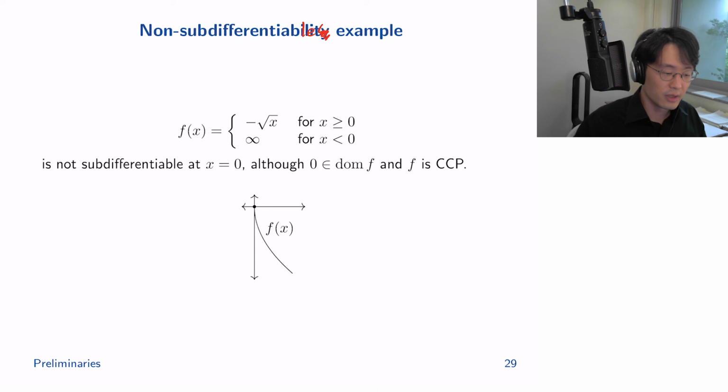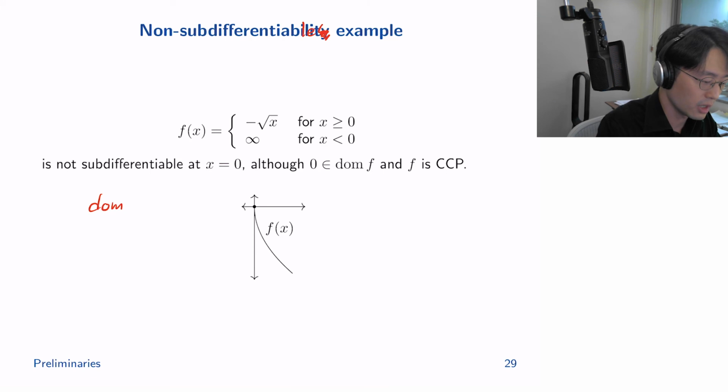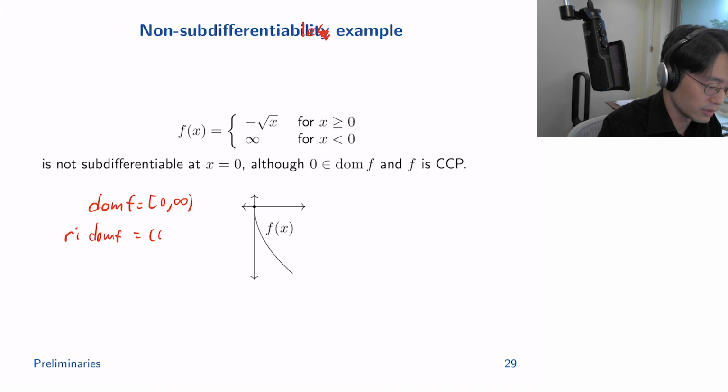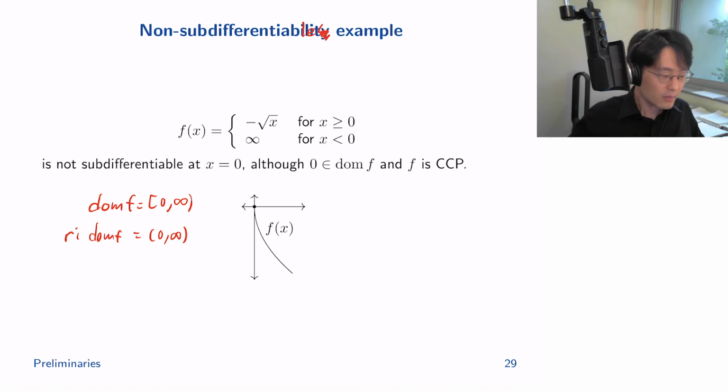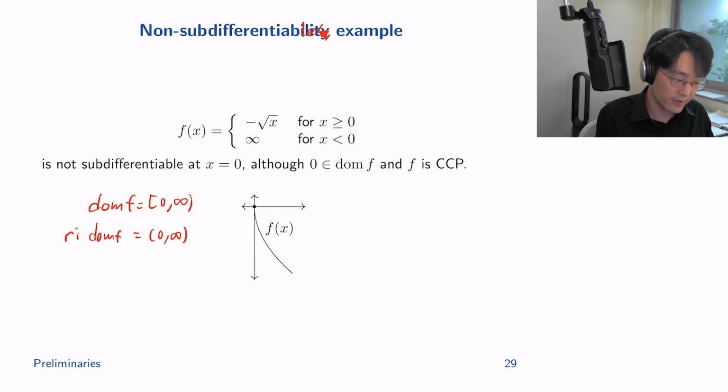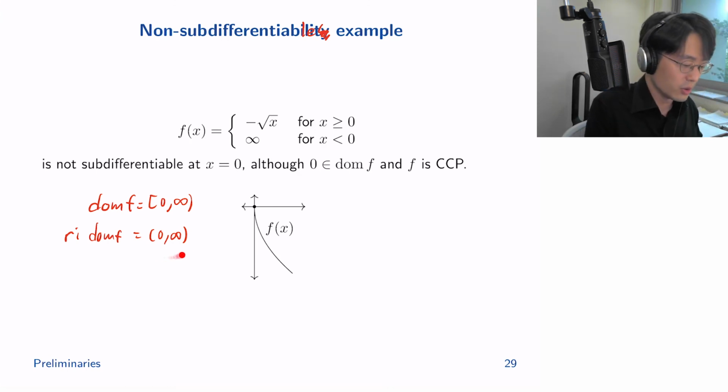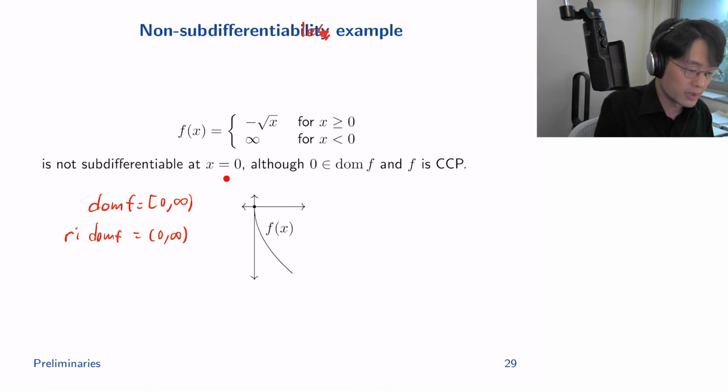If you look at this function, the domain of f is 0 to infinity. And so the relative interior of the domain of f is 0 to infinity, not including 0. And indeed, the function is differentiable, and also subdifferentiable, everywhere within the relative interior of the domain of f. And when x is negative, the function value is infinity, so the function is not subdifferentiable at negative inputs. So really, the issue of subdifferentiability only becomes meaningful at the relative boundary of the domain, when x is equal to 0. And in this case, the function fails to be subdifferentiable at this point.